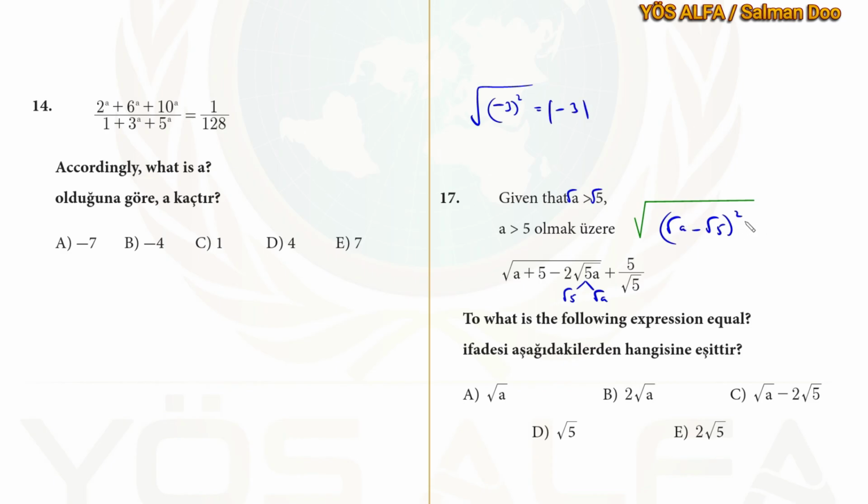So from here we have root a minus root 5, and we also have this written here. So when we rationalize this, we have plus root 5. The two root 5s cancel out each other, and we got root a as the result. So the answer is A.